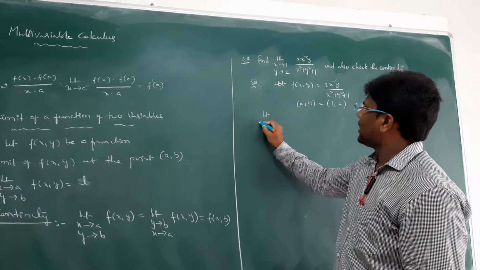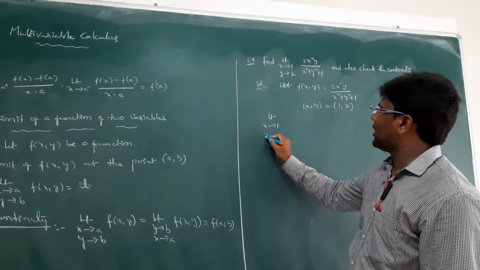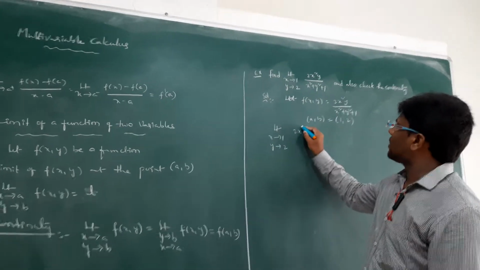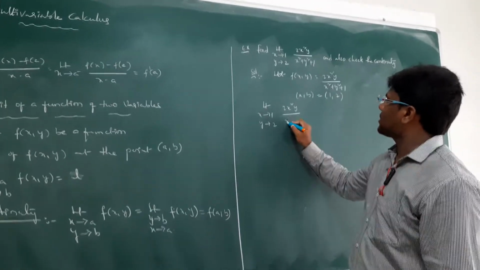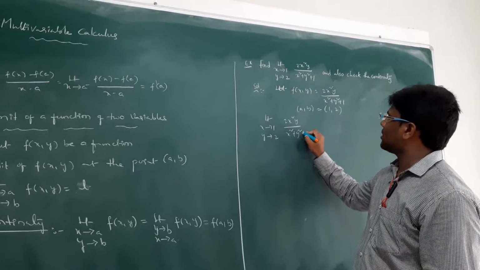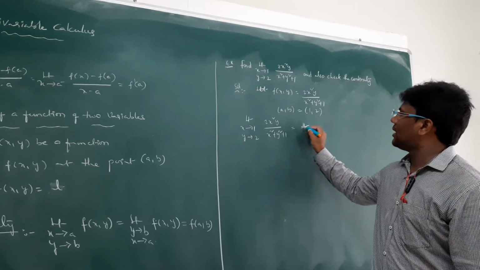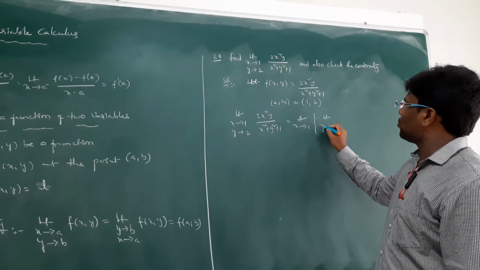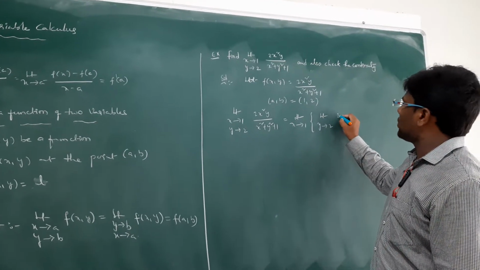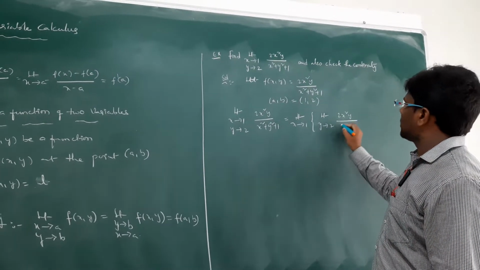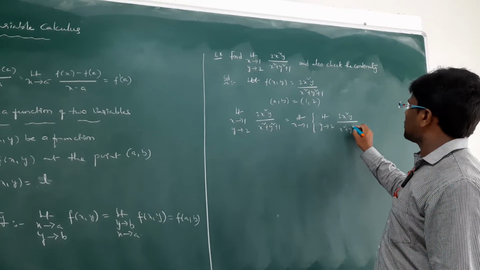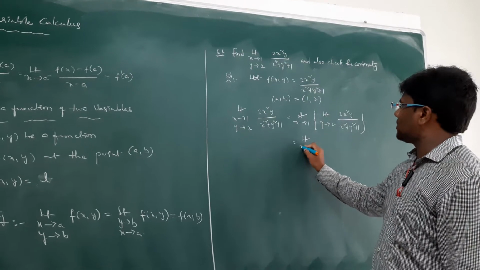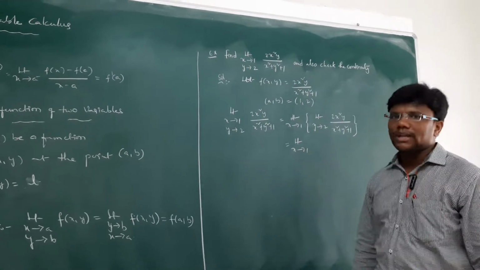Limit x tends to 1, y tends to 2, 2x square y by x square plus y square plus 1 is equal to limit x tends to 1, limit y tends to 2, 2x square y by x square plus y square plus 1, that is equal to limit x tends to 1. First substitute the y limits.